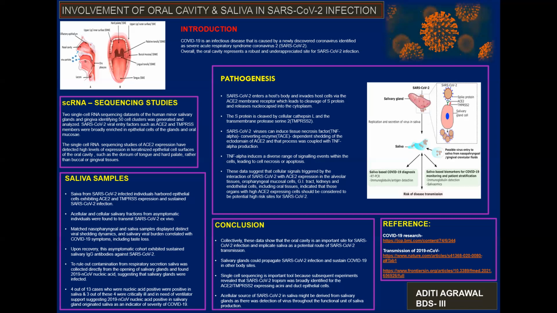TNF alpha is an inflammatory cytokine produced by macrophages during acute inflammation and is responsible for a diverse range of signaling events within cells, leading to cell necrosis or apoptosis. These data suggest that cellular signals triggered by the interaction of coronavirus with ACE2 expression in the alveolar tissues, oropharyngeal mucosal cells, GI tract, kidneys, and endothelial cells, including oral tissues, indicated that those organs with high ACE2 expressing cells should be considered to be potential high-risk sites for coronavirus 2.